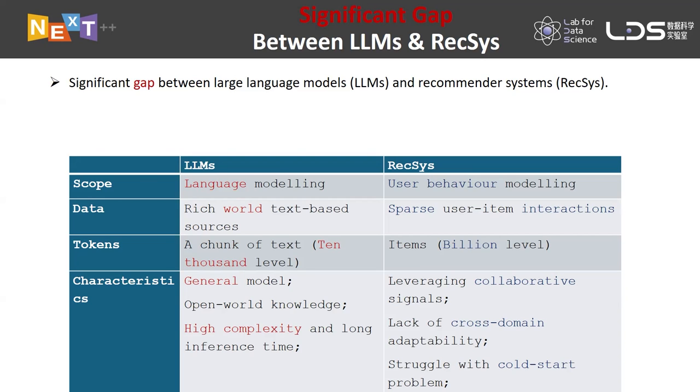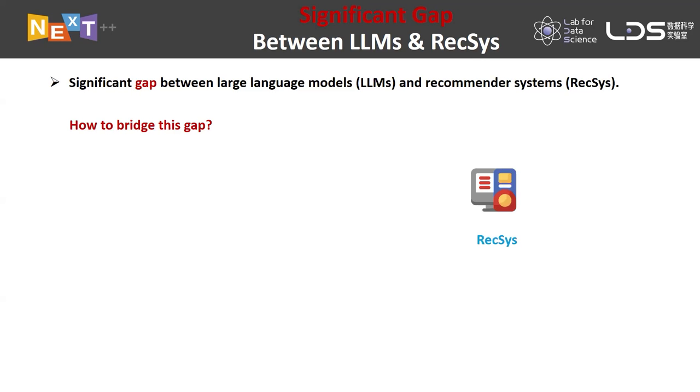Obviously the LLM is more general than the recommender system, which only focuses on collaborative signals or user behavior knowledge. The LLM has open world knowledge, but the recommender system lacks cross-domain adaptation abilities. The recommender system also struggles with the cold start problem. So how to bridge or close this gap is what we think about.